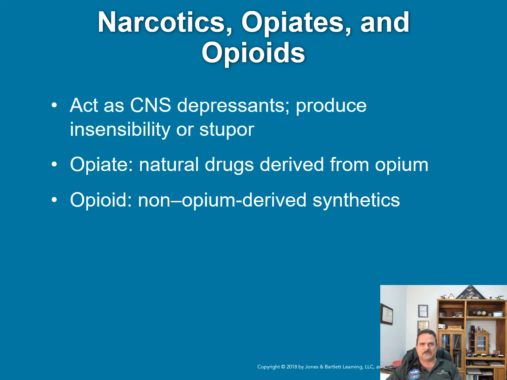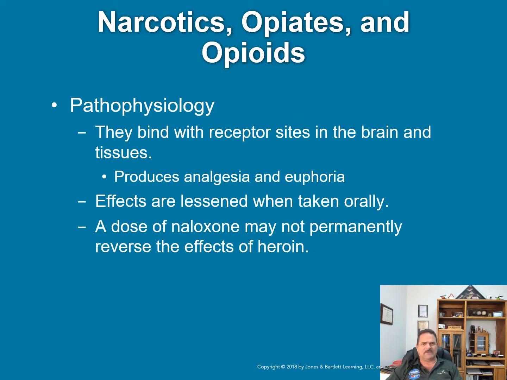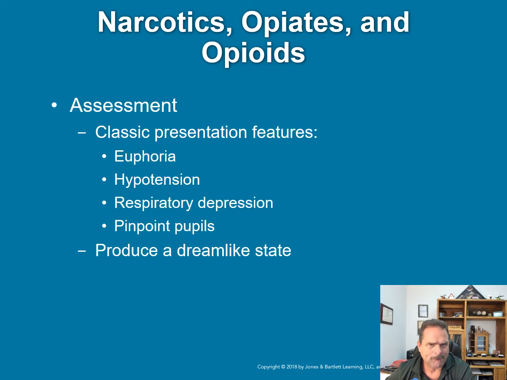The risk of addiction or abuse should not influence your decision to treat acute pain in the pre-hospital environment. This is what they're derived for. This is what they're supposed to be for: to manage people's pain. Don't withhold it. All right, pathophysiology: they bind with receptor sites in the brain and tissues. They produce analgesia and also euphoria. The effects are lessened when taken orally; the best way is to inject them. A dose of naloxone may not permanently reverse the effects of heroin, but at least it gets rid of it in the short term so that you can manage the patient's airway. All right, assessment. These are classic presentations here, and it produces a dreamlike state for the patients.